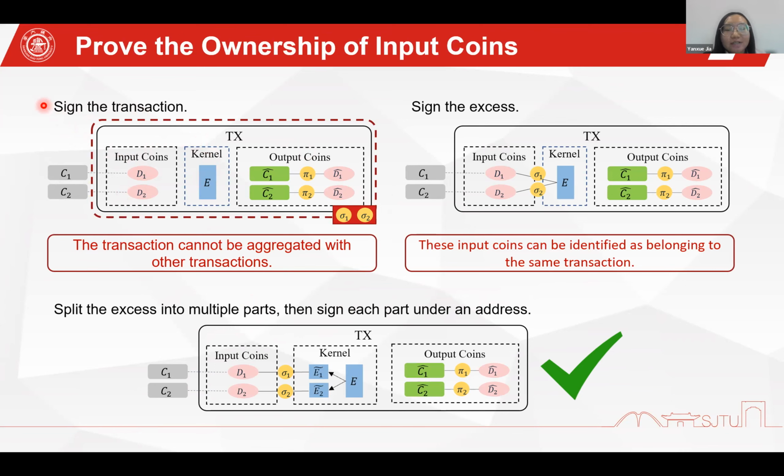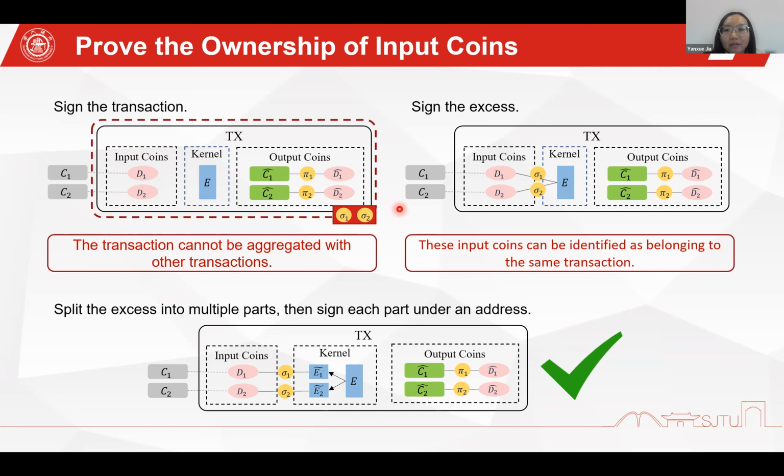However, if the sender just generates these proofs, then others may steal these proofs and use them in other transactions. So we need to bind the proofs and the transaction. Our first attempt is to let the sender sign the whole transaction using these spending keys. However, if the transaction is signed as a whole, then it cannot be aggregated with other transactions to break the linkability, because others can figure out that there is an individual transaction.